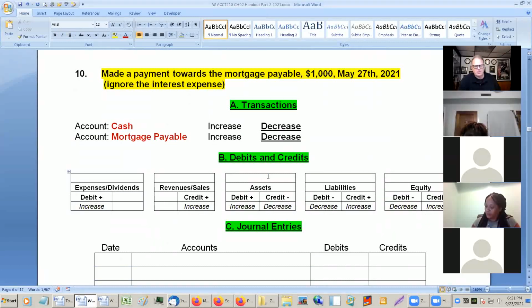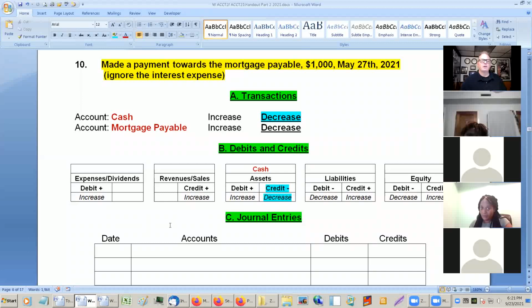Okay, now, so here's what I was talking about before. So you said before cash is an asset. We'll talk about mortgage payable in a second. So cash is an asset. It's going down, so will it be a debit or credit? Credit. Okay. We can make our journal entry. That one is decrease too. Yeah, the mortgage payable is also going down.